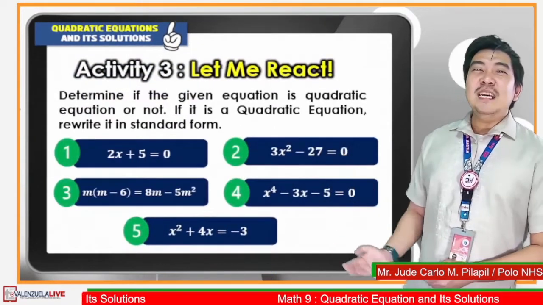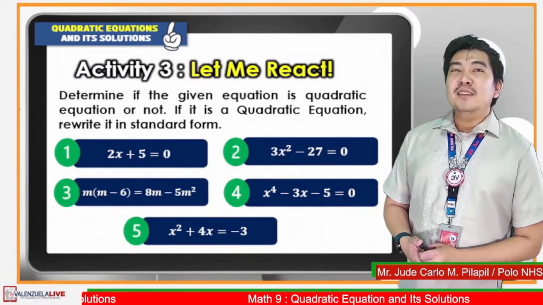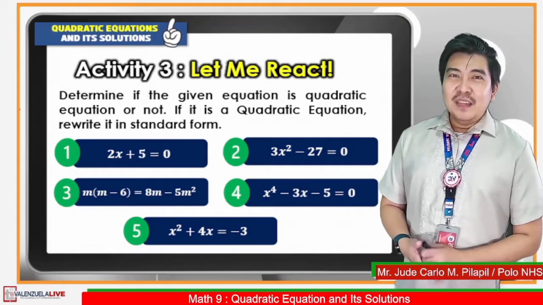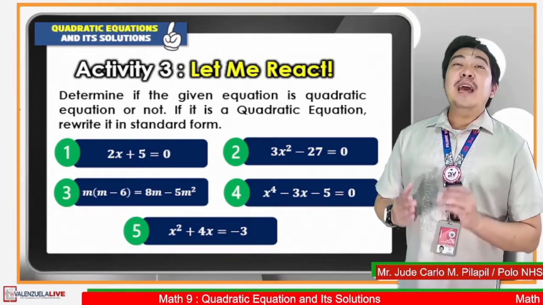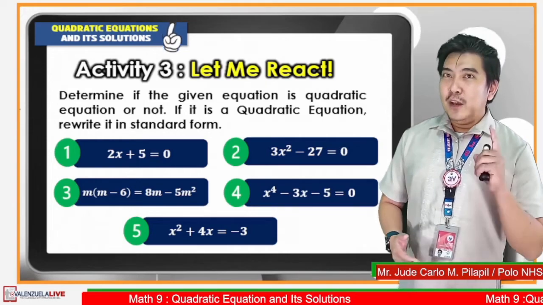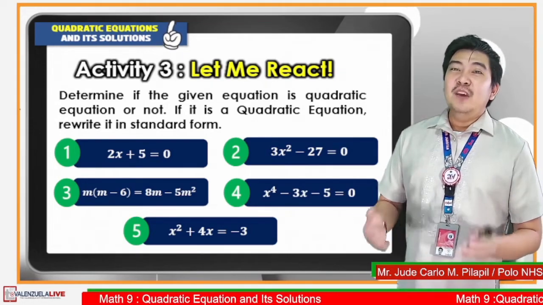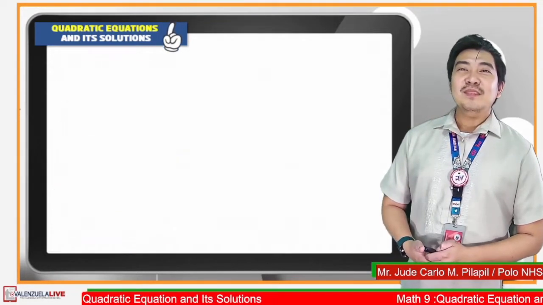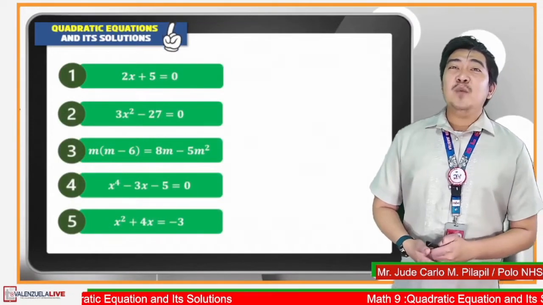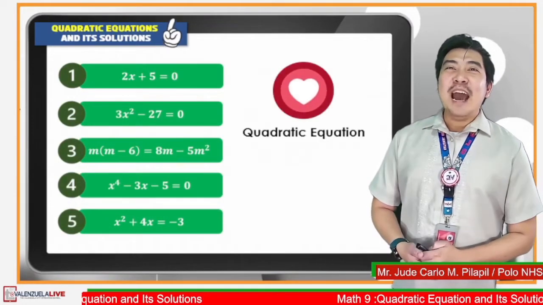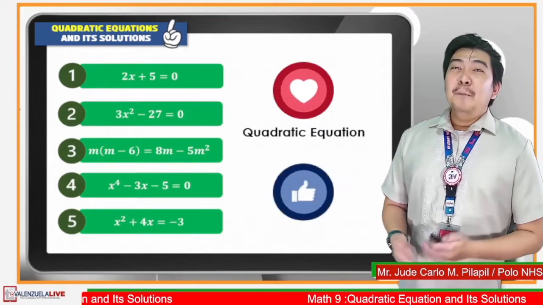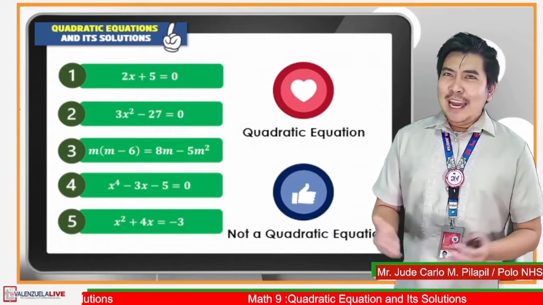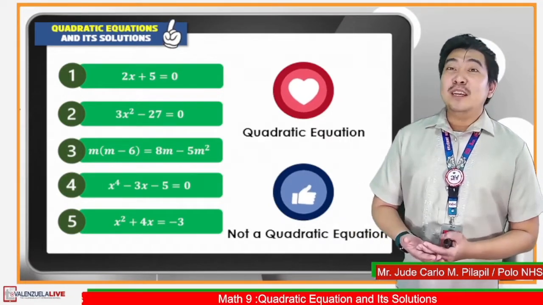In this activity, we will need to use the react buttons and the comment box. Activity 3 is entitled, Let Me React. The main goal is to determine if the equation that will be presented is a quadratic equation or not. If it is a quadratic equation, we need to rewrite it in standard form. If the equation is a quadratic equation, hit the heart react button. If it is not, press the like react button. You may also post your answers in the comment section and let your teacher and other moderators see them.